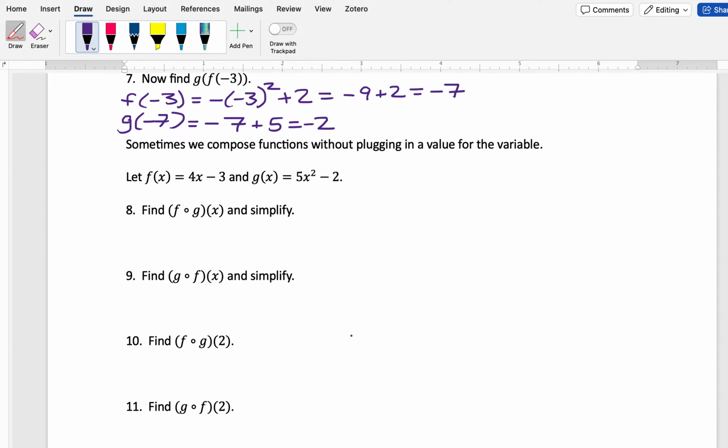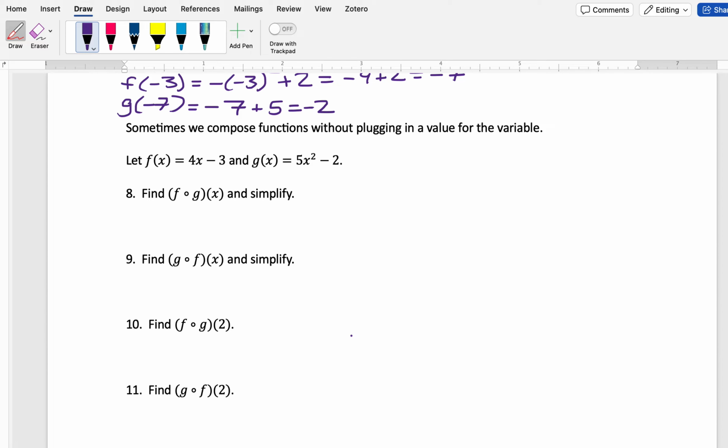So now we're going to do a problem where we have to compose functions without plugging in a value for the variable. So we're going to get a formula instead of just a numerical answer. So here we have f of x equals 4x minus 3 and g of x equals 5x squared minus 2. We want to find f of g of x. So f of g of x means that we take the function g, which is this, and we plug that in to f. So we replace every x in f with this g function.